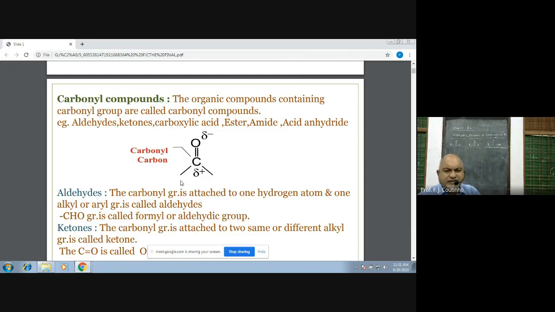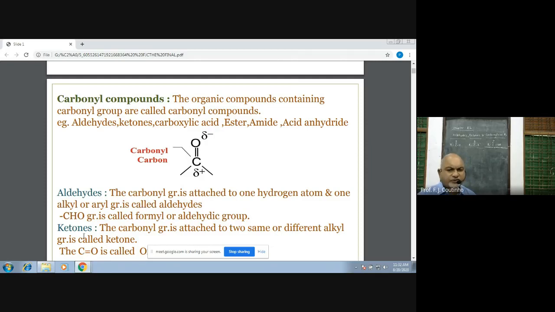In general, aldehydes are represented as CHO. The C is the carbon, which is here. H is one of the hydrogens, and O is the carbonyl group, that is, carbonyl carbon attached to oxygen is known as a carbonyl group. So it's known as a carbonyl compound. So what is this group called? This CHO group is called the formyl group, also called the aldehydic group.